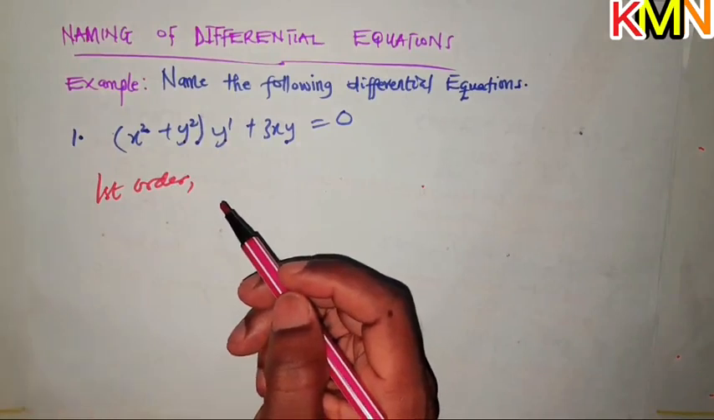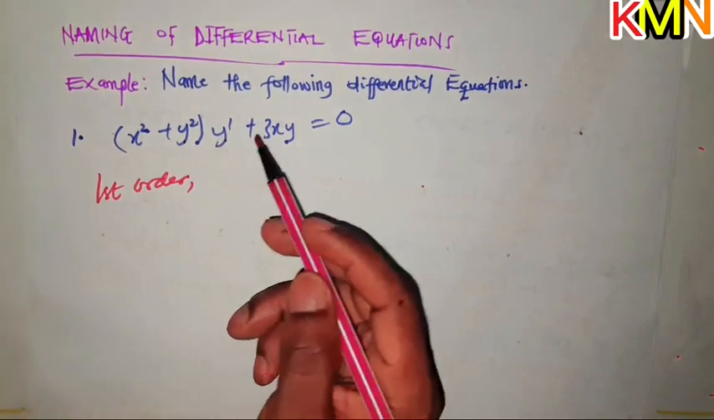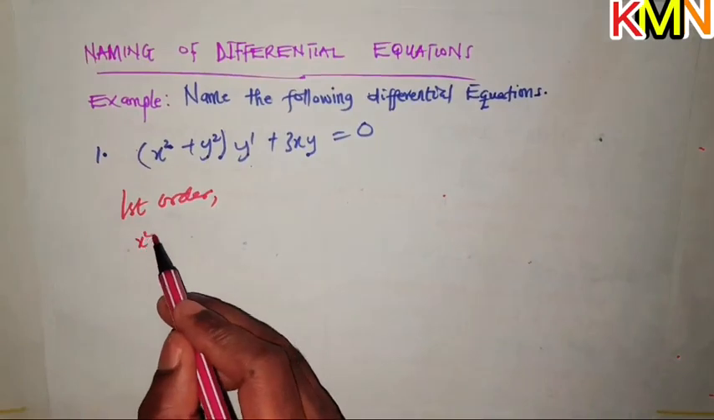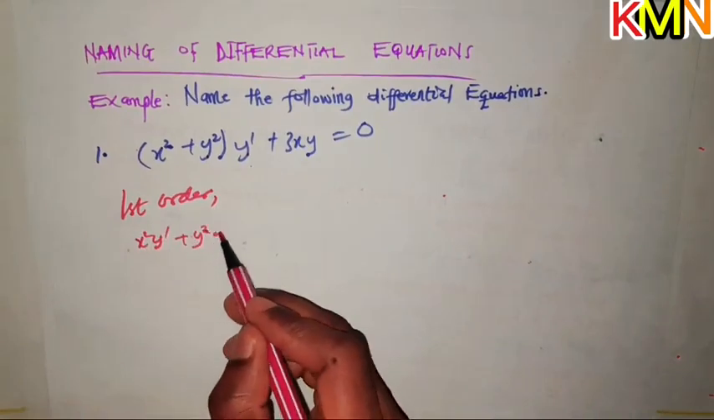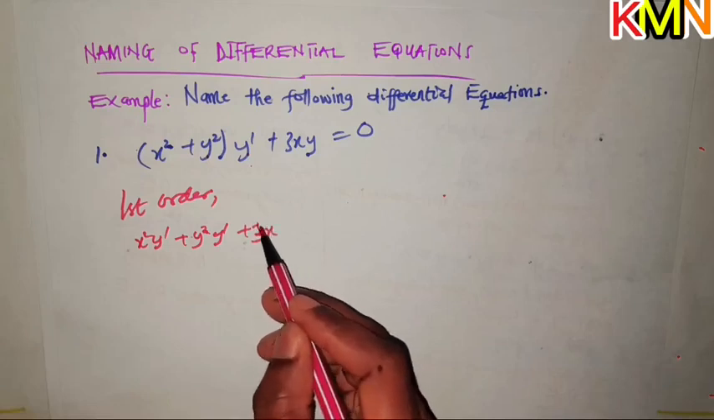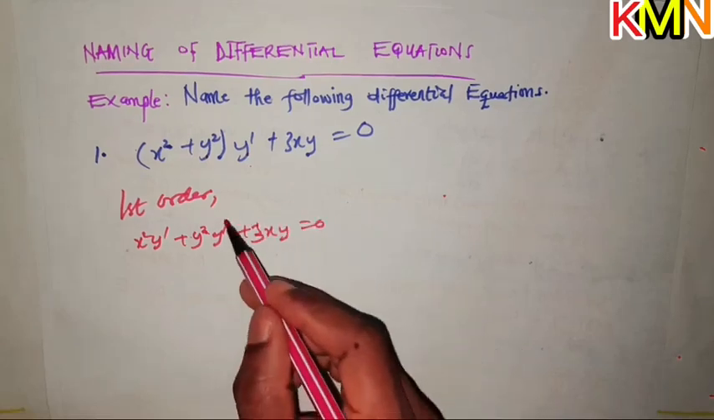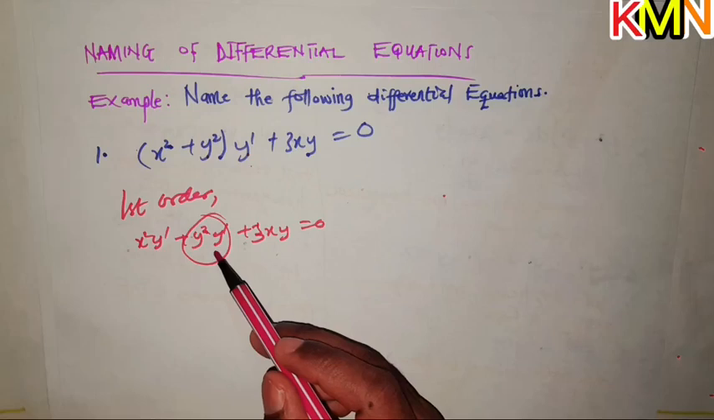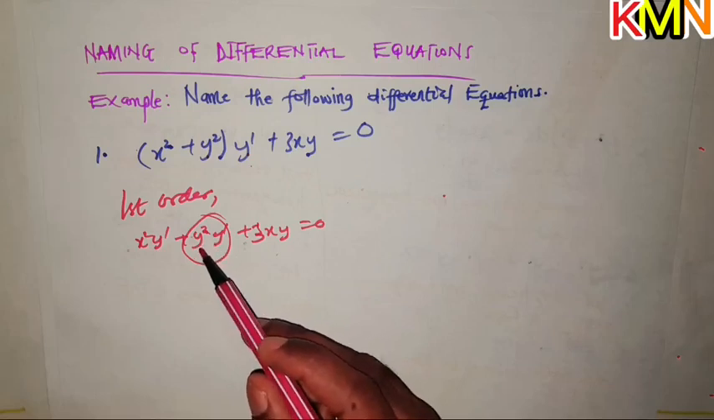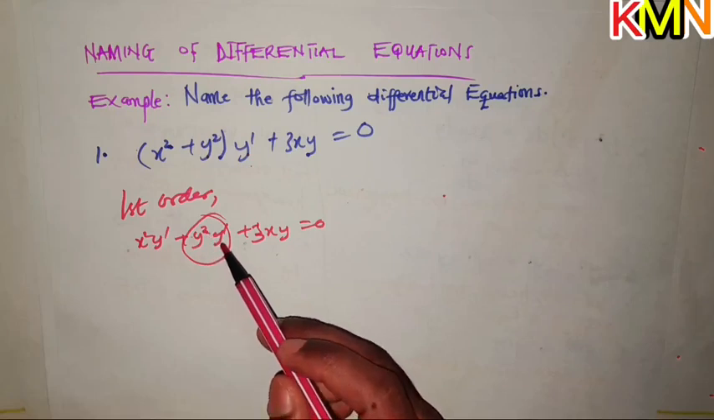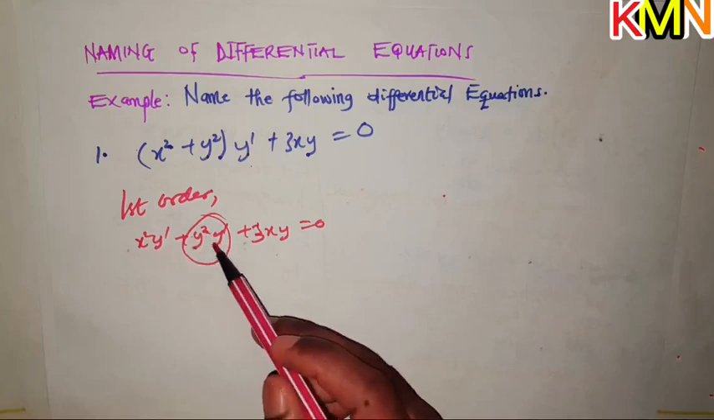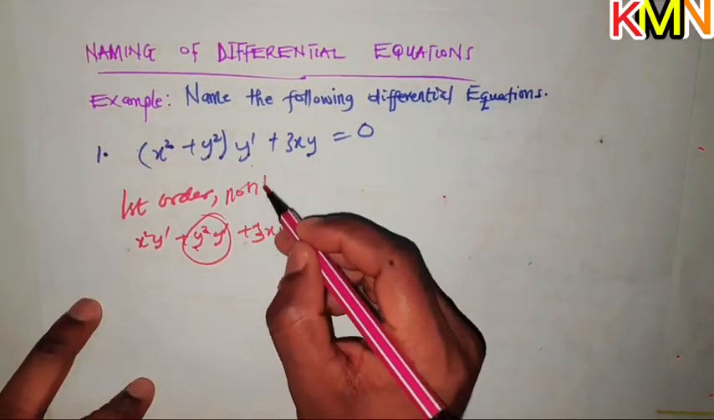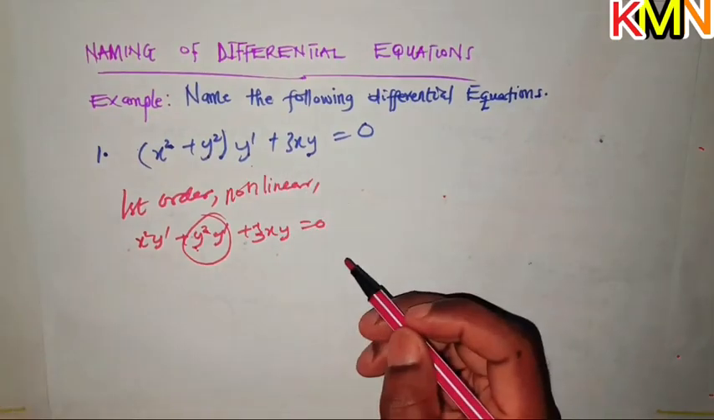Now let's look at the linearity. So the linearity, you can see clearly that if you multiply through by this, you're going to get x squared y prime plus y squared y prime plus 3xy equals 0. So this over here makes the differential equation non-linear, because first of all, the dependent variable has a degree of 2, and then secondly, the dependent variable is multiplying the derivative, hence it is non-linear.